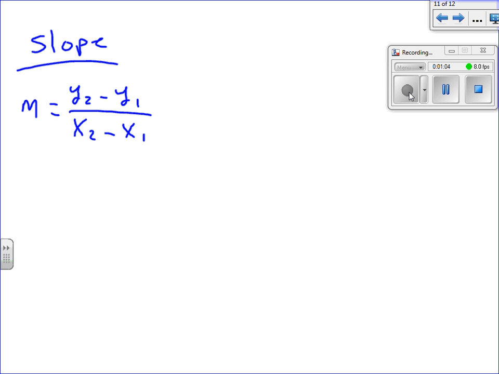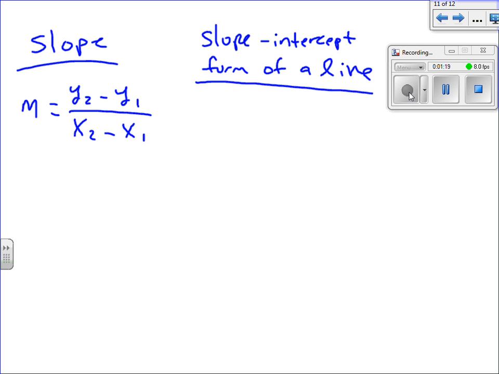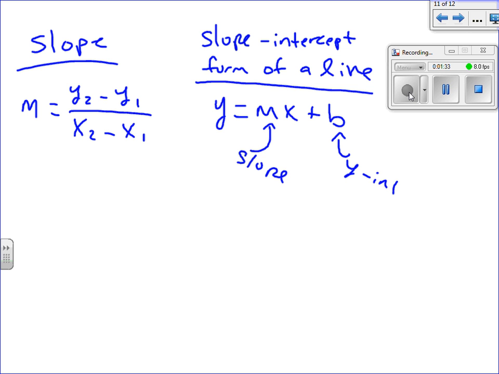The second formula you need to know is the slope-intercept form of a line. This you are also expected to memorize. I will not give it to you. And this is easy. It's just y equals mx plus b, where m is your slope and b is your y-intercept.